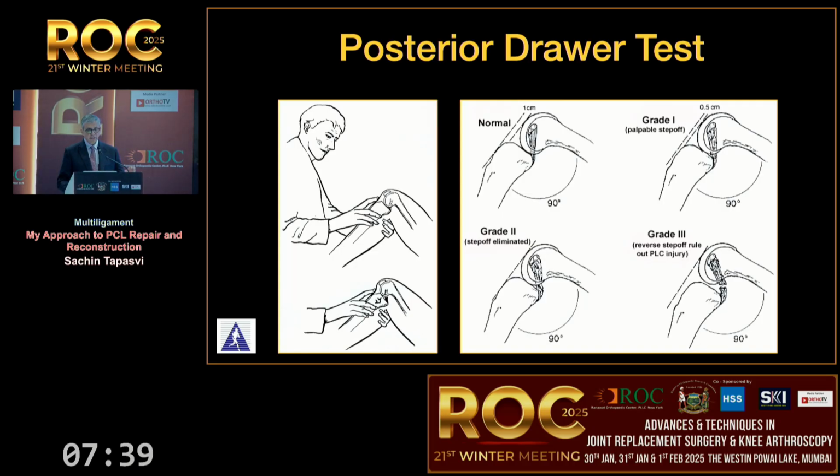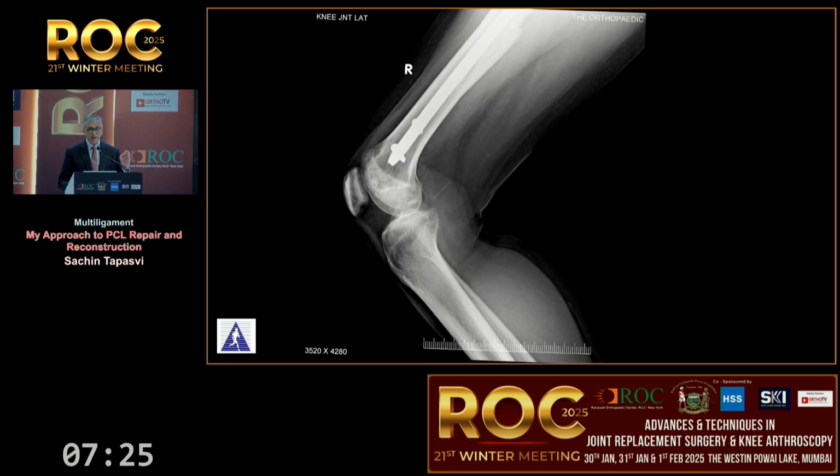The diagnosis is basically your posterior drawer test, and that's been very nicely described by Grood, and you can have 3 grades depending upon the step-off sign. So make sure that you do a good posterior drawer test, and that is going to be the key to your diagnosis. MR scans are not that great. What is really important is well-performed stress X-rays.